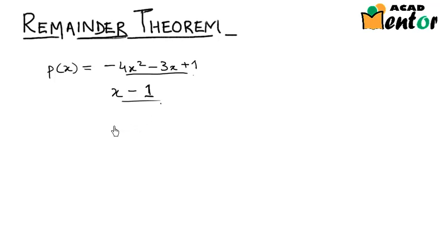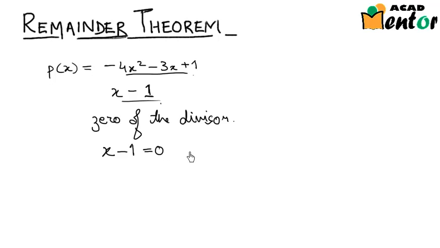Let's just say we'll first find out the 0 of this divisor. Now what is the divisor here? The one that we are dividing the polynomial p of x by. So x minus 1 is the divisor, correct. And how do I find out the 0 of this divisor? Just equate this polynomial to 0. That is x minus 1 equal to 0. That just means x would be equal to 1.